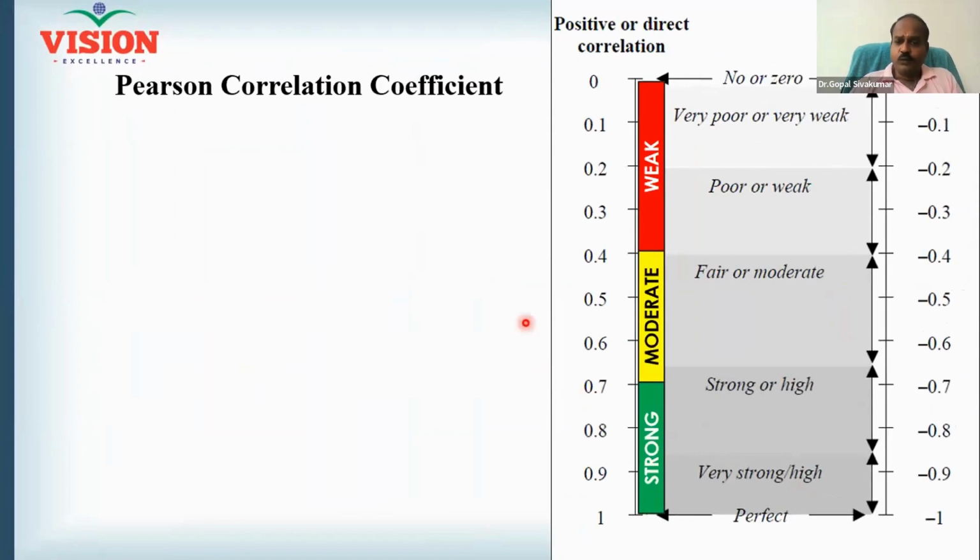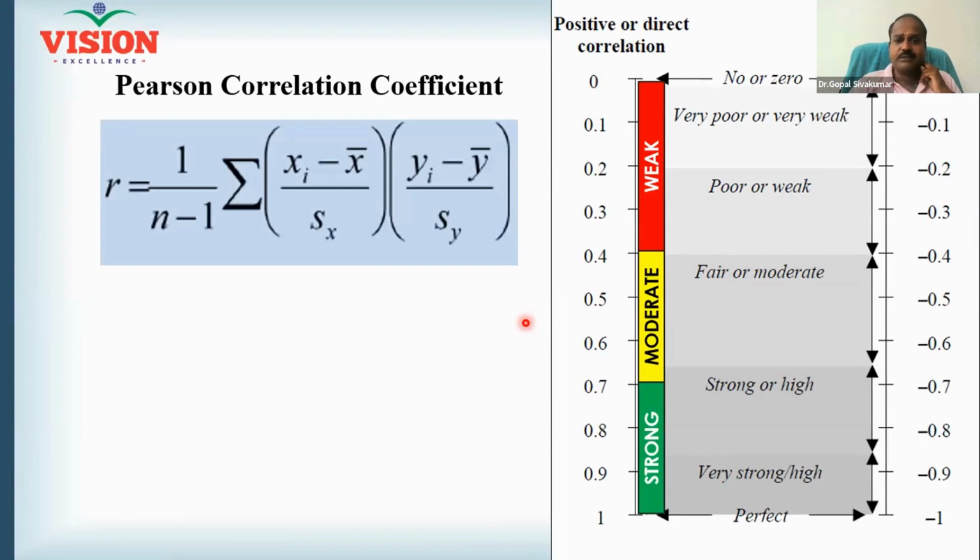Now, if you have some problem in judging, you can rely on this formula. This formula is called the correlation coefficient, Pearson correlation coefficient, R value.